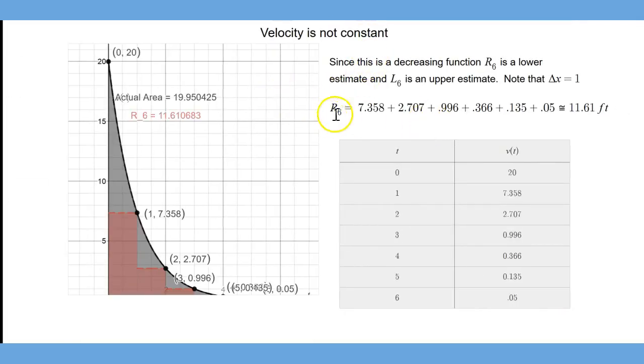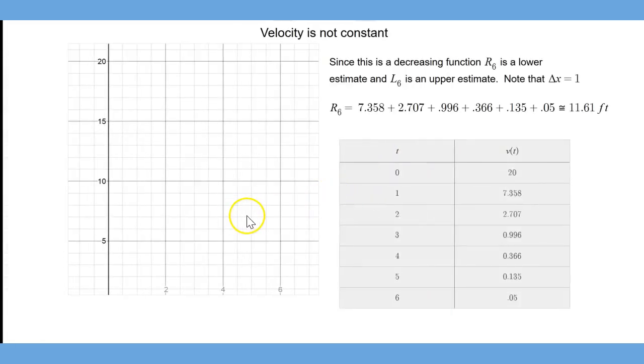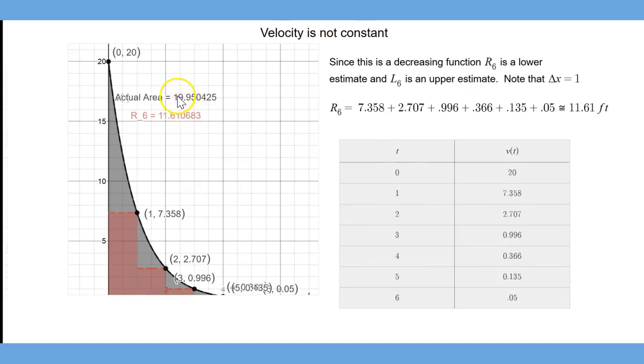Now using the right-hand endpoints gives me an underestimate. This is called the lower sum estimate. Again, instead of using the left endpoint, I'm using the right endpoint of each interval. Delta x is 1, and I get 11.61 feet. So that's quite a difference. I would need a lot more rectangles to get a decent estimate. The actual value is 19.95 feet.